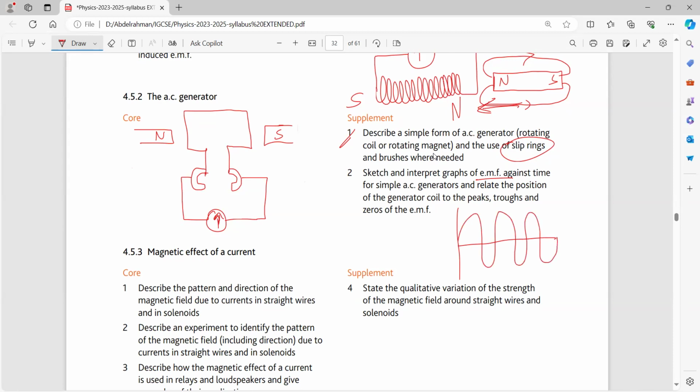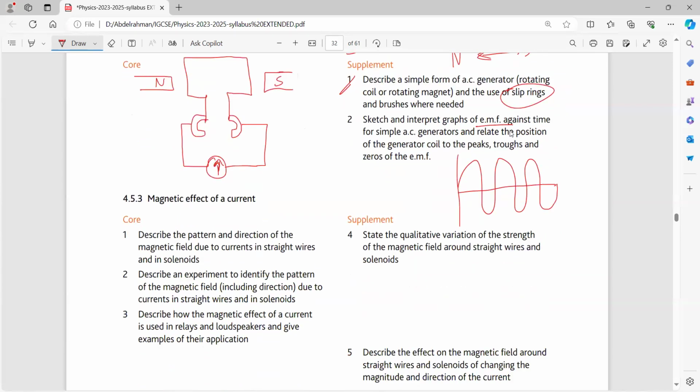Definitely current or voltage. It will always be an alternating current. The point at which there is a peak and the point at which there is a zero. It has to do with the coil itself.